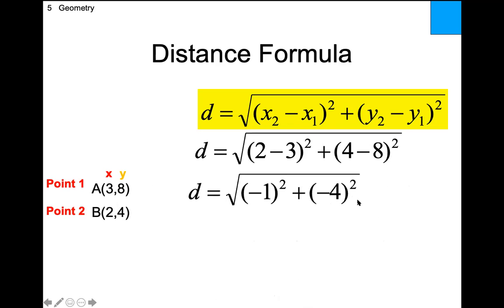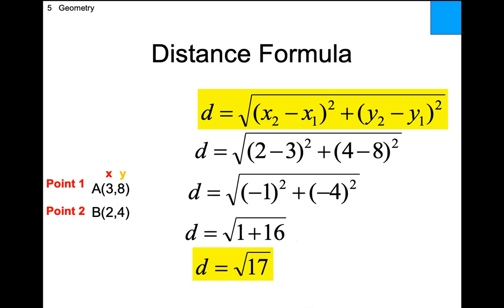We like that square, and it gets rid of those negatives. That's going to give me a 1 and a 16, right? -1 squared, -4 squared. That's 17. So there's no perfect squares in the square root of 17, and you're done.